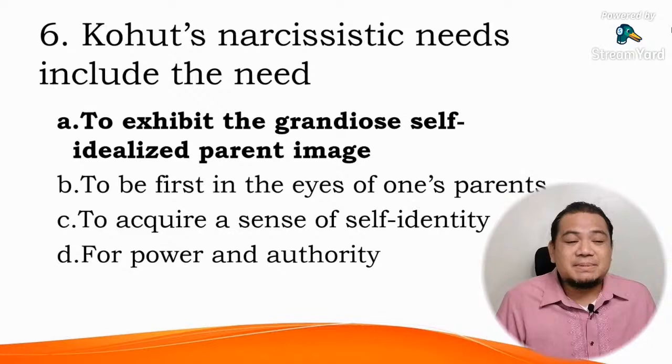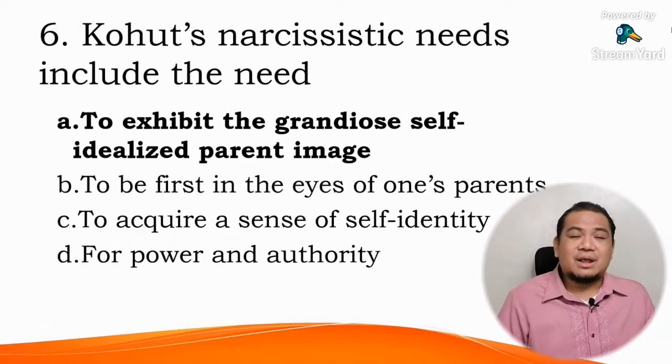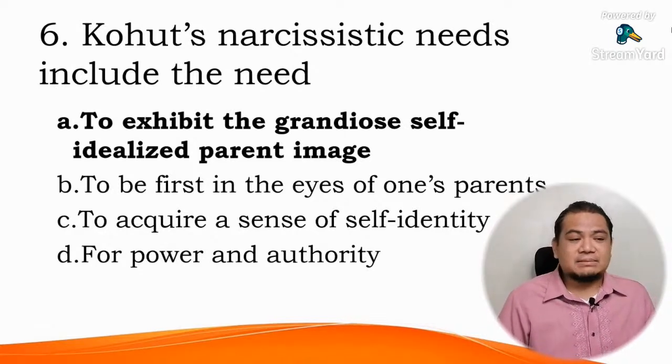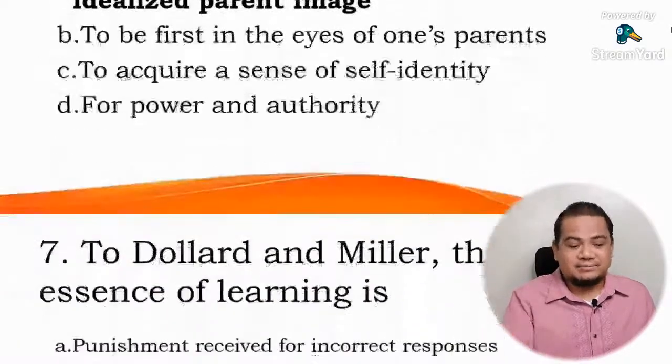Number 6, Kohut's narcissistic needs include the need, letter A, to exhibit the grandiose self, and the idealized parent image. Kohut believed that infants are naturally narcissistic. They are self-centered, looking out exclusively for their own welfare, and wishing to be admired for who they are and for what they do. The early selves become crystallized around two basic narcissistic needs: the need to exhibit the grandiose self and the need to acquire an idealized image of one or both parents.